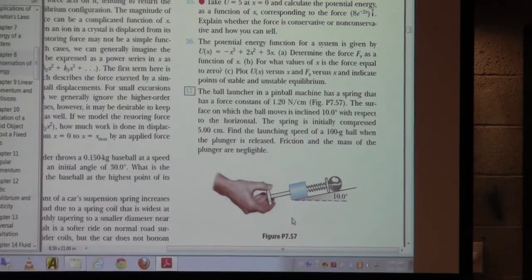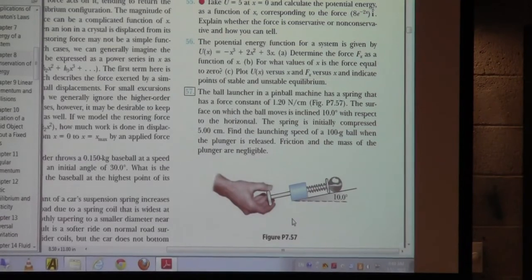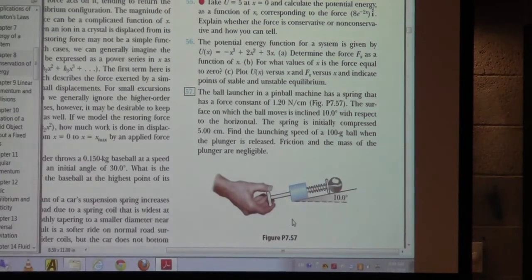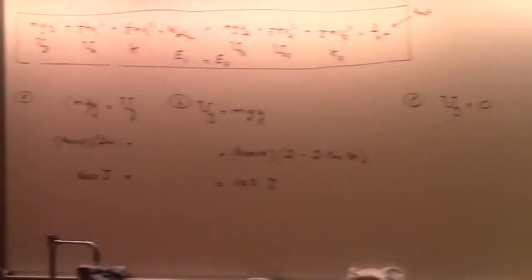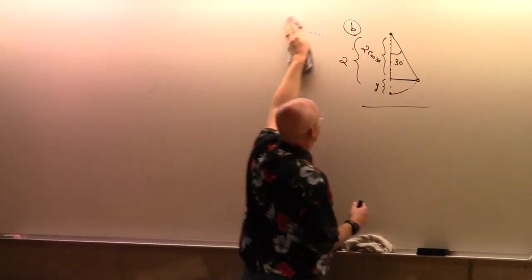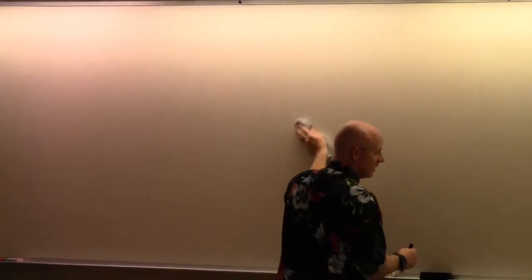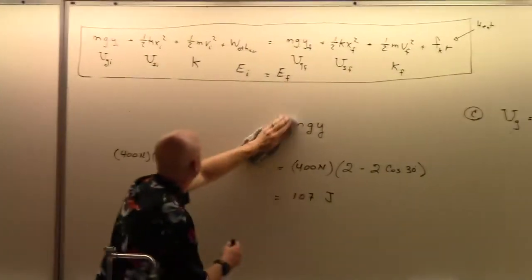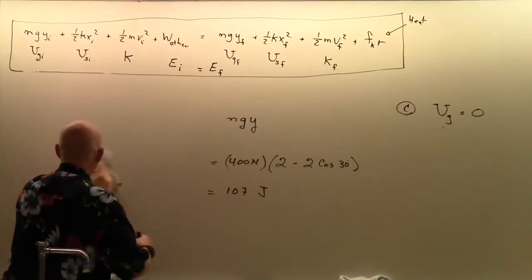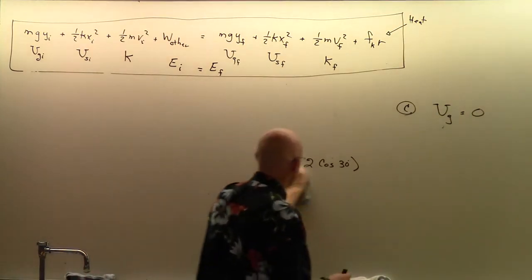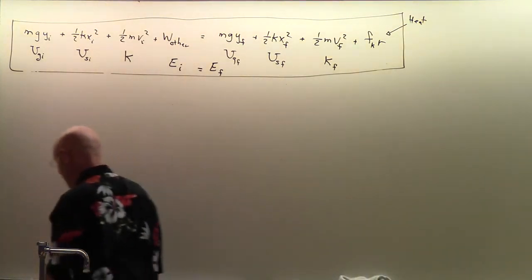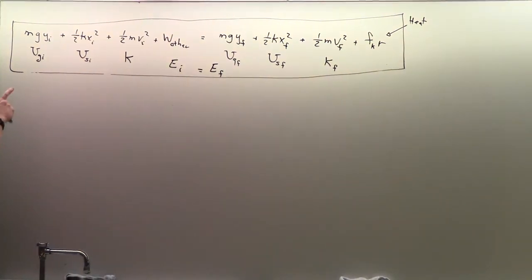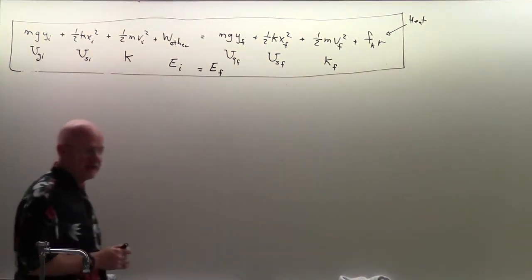And so, what is the launch speed? Is the question. You can see that there is a spring involved. You can see that there's gravity involved. And obviously there is kinetic energy involved because that's the question. So let's work on all of these together. I'll start with the first term as always. This first term is the gravitational potential energy.